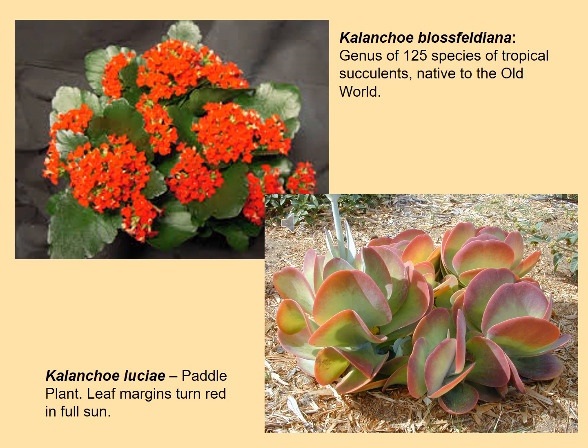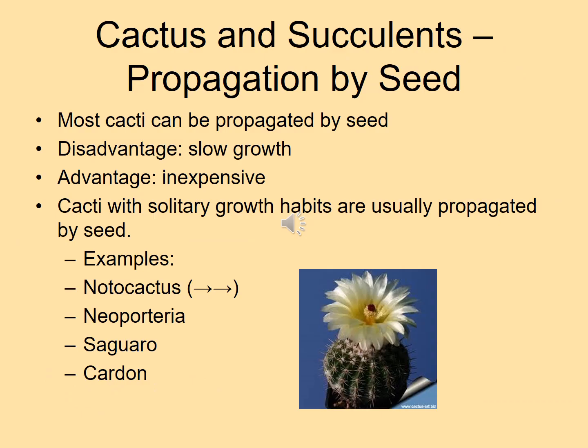Really cool plant. Cactus and succulents can be propagated by seed. It's a slower process than by cuttings, but it's very inexpensive. And some cacti grow as a solitary habit, so it's not as easy to propagate them by cuttings. Like if you think of the really big low-growing barrel cactus, those are going to be pretty hard to do by cuttings, but they could be done much more easily by seed.